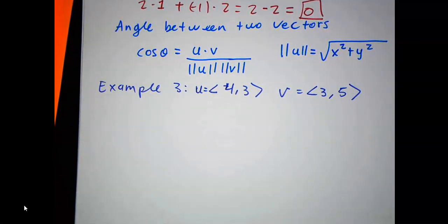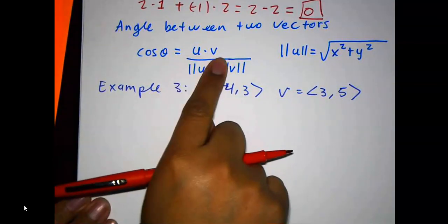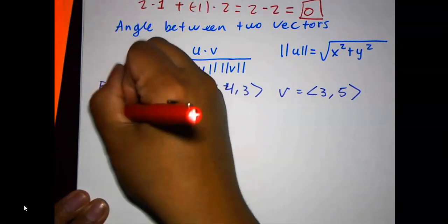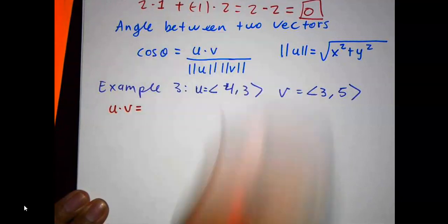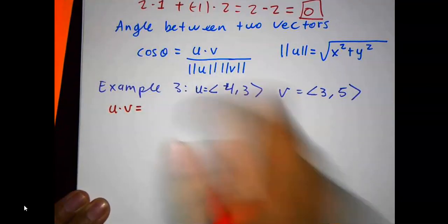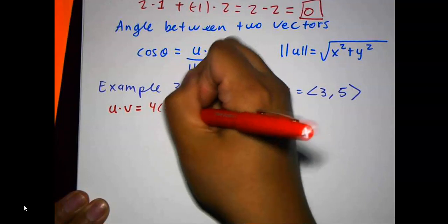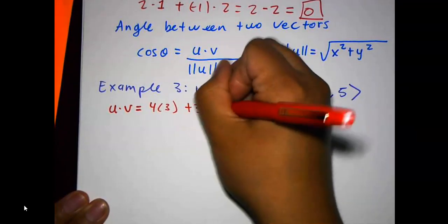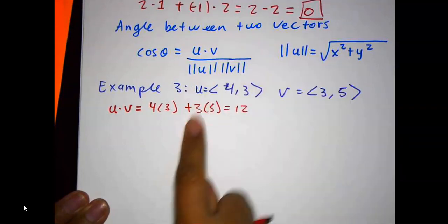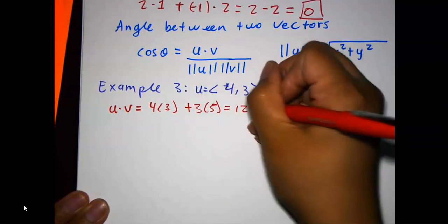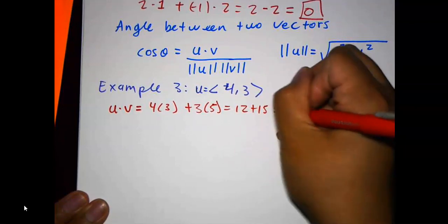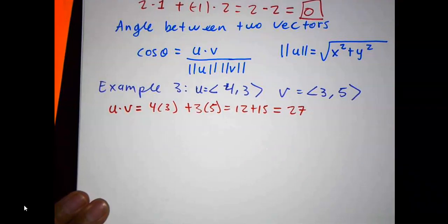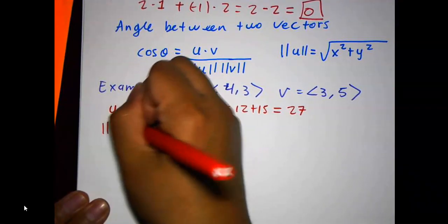So let's break it down. I need the dot product, and then I need their individual magnitudes. So let's do u dot v first. 4 times 3 is 12, and then 3 times 5 is 15. 15 plus 12 is 27.